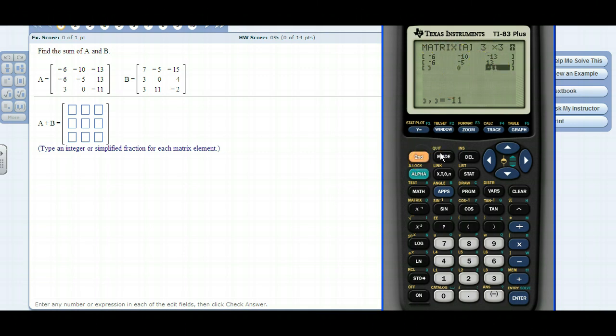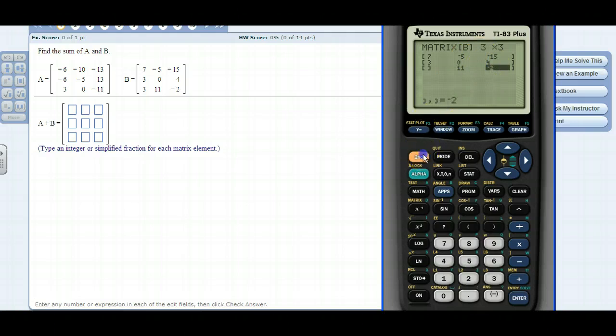Hit second quit, make sure you back out, go back to the home screen, come back in, and then go into matrix B, go to the editor, come down to matrix B. Alright, matrix B in this case is also a 3 by 3, so tell it 3 by 3. And then put those numbers in. And then there is matrix B completed.